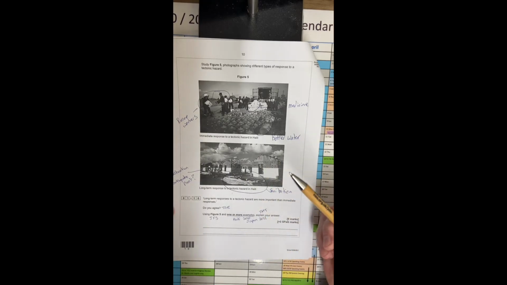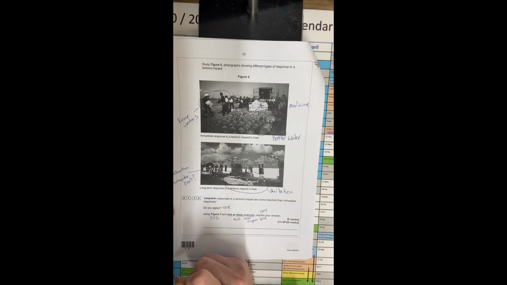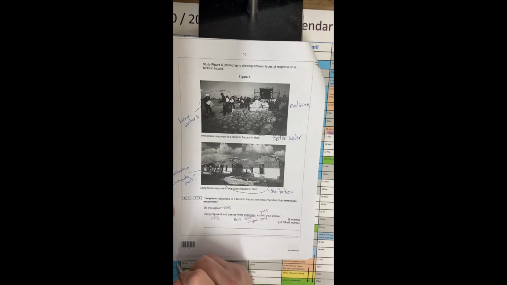So we've got loads of stuff to write about, but what about if A, you're running out of time, or B, you just don't get the question? Well, why not cross out long term and immediate? So responses to a tectonic hazard are more important than responses. Doesn't seem to make sense. Get rid of responses as well. Are more important. So responses to a tectonic hazard, even if you wrote a few sentences about, well, in Haiti, emergency rescue workers came from the UK and evacuated people, searched through the rubble, this was very important, you're going to pick up marks.